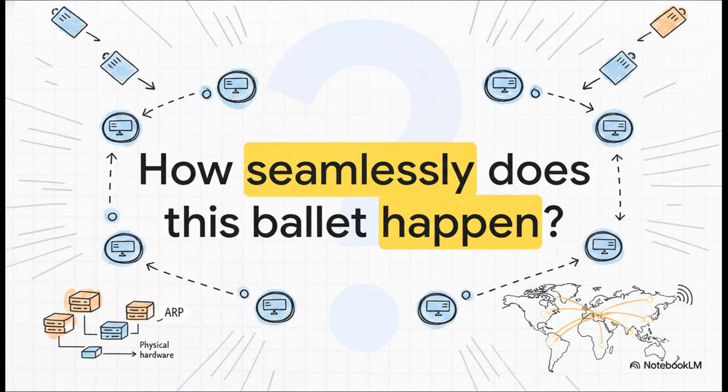Decoding the hierarchical IP, having map-making routers compute the path on the control plane, forwarding the data hop by hop at lightning speed on the data plane, and finally shouting across a local network with ARP to find the physical hardware. It's a complex, global ballet operating entirely in the background. Think about the billions of those tiny handshakes happening the next time you casually stream a video or load a web page. How seamlessly does this complex ballet happen every single time you click a link?